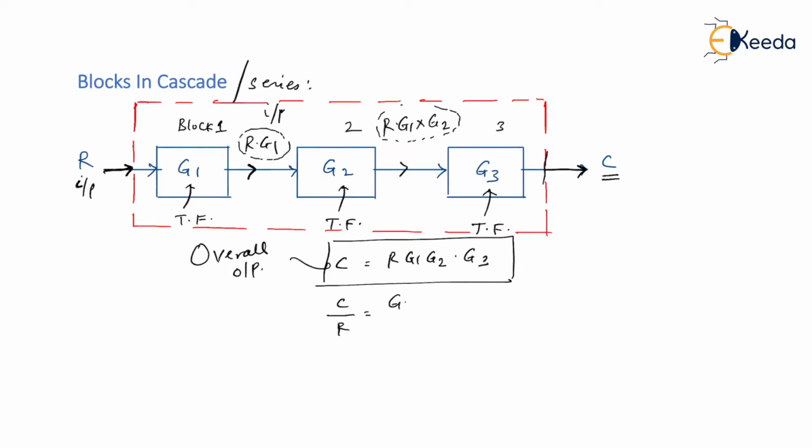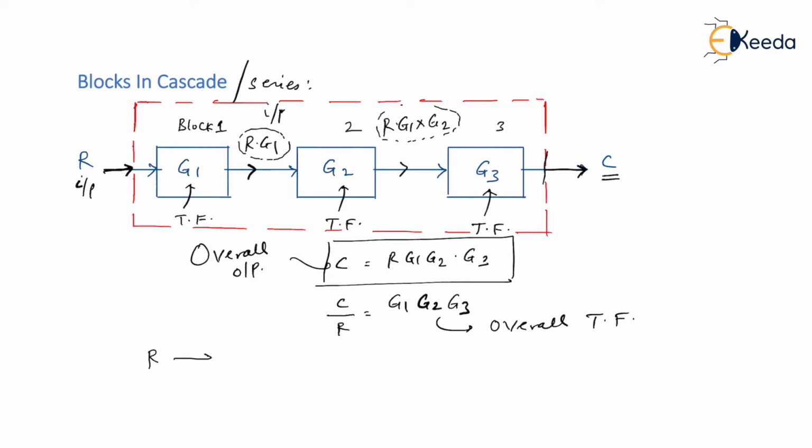I get G1, G2, G3. Then G1, G2, G3 is called the overall transfer function. See, the rule says it is block diagram reduction rules. It means multiple blocks would be converted into a single block, right? So here, now I can treat the above system, or I can draw the above system equivalently like this.